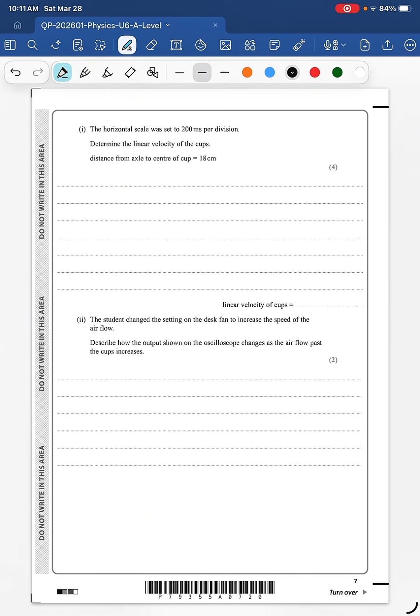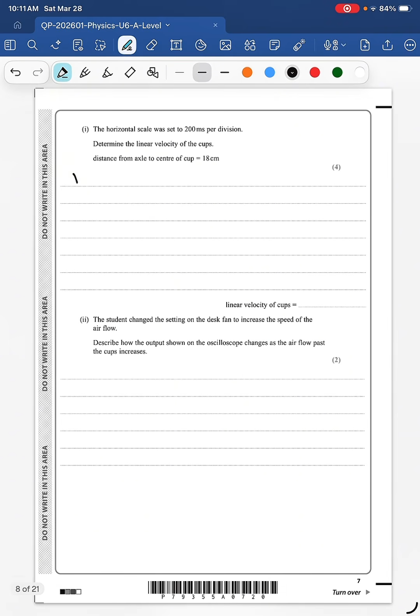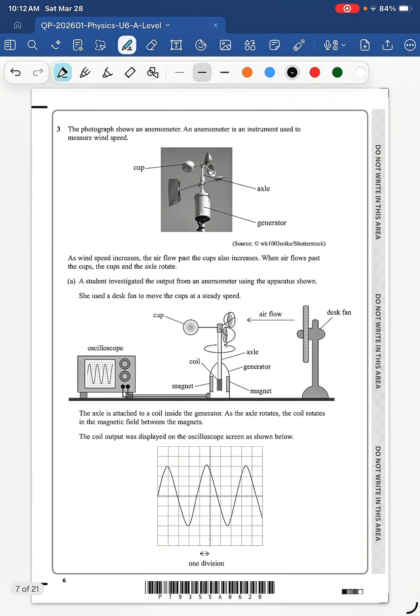The distance from axle to the center of the cup is 18 centimeters, so you can immediately write that the radius is 0.18 meters. And then we need to find the period, okay? So you can use any two peaks you want, so you can measure from there to there, or from there to there, etc. Or you can use valleys, or you can use these points, these points, etc.